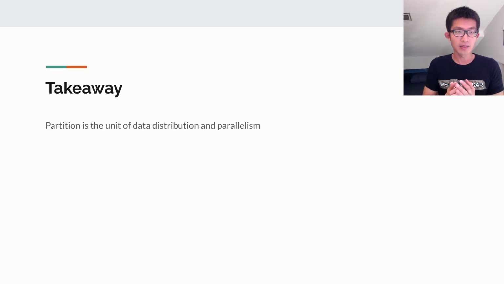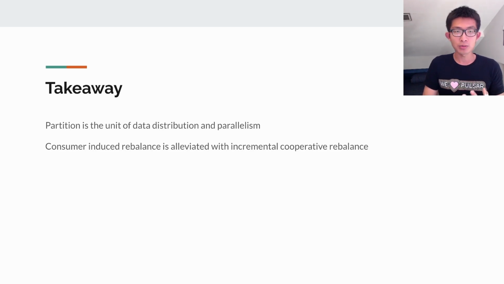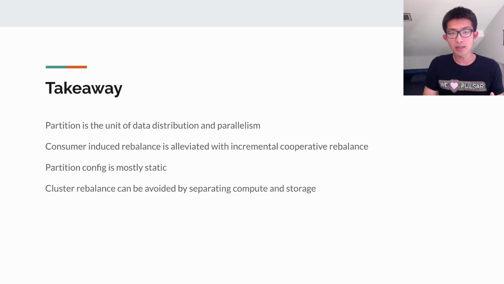Finally, the takeaway. Partition is the unit of data distribution. It means the data is split logically and physically. It is also a unit of parallelism. The more partitions you have, the higher the throughput. Consumer-side induced rebalance can be alleviated with the incremental cooperative rebalance protocol. Partition configuration is mostly static for the lifetime of an application. Cluster rebalance can be avoided by separating compute and storage.